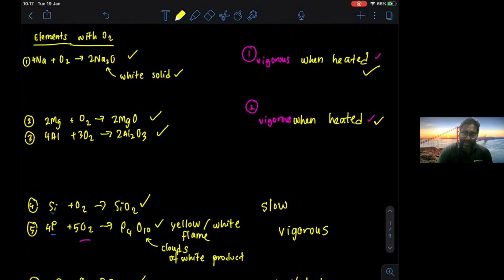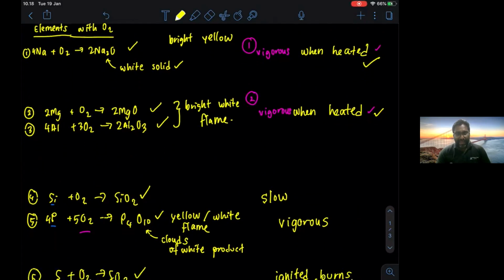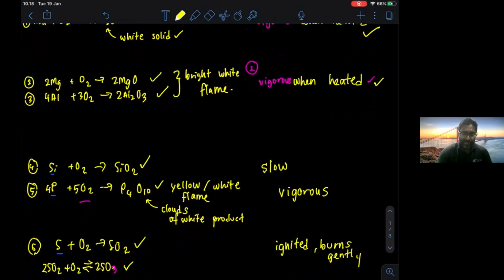The flame we are going to look at is a bright yellow flame for sodium with oxygen. Whereas for magnesium and aluminium, both of them are going to burn with a bright white flame. So this is something that we want to take note of as well. For the reaction between aluminium and oxygen, the reaction is considerably slow, but it's supposed to be vigorous.